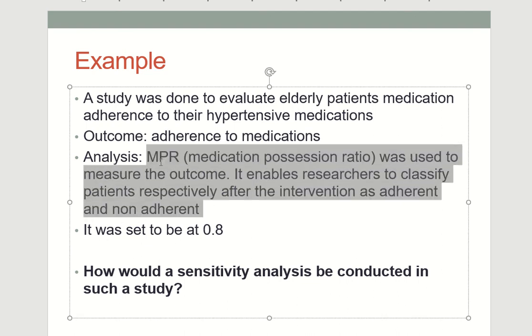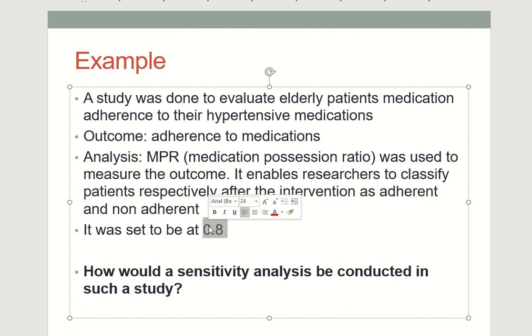So the key here is that we're going to classify the people as adherent or not based on a cut point of 0.8. This medication possession ratio is a ratio, and you know a ratio varies between 0 to 1 to more than 1. So here they're saying if you had a ratio of 0.8 and above, then you can be considered adherent. But how magical is this number 0.8? I think that's what they're going to do: change the 0.8, rerun the analysis, and see what happens.